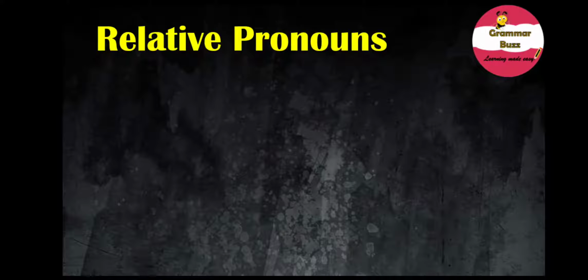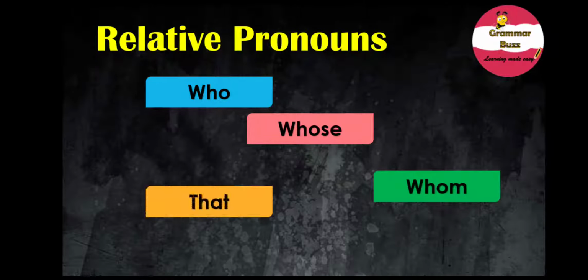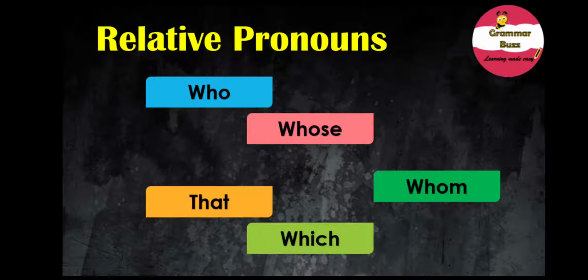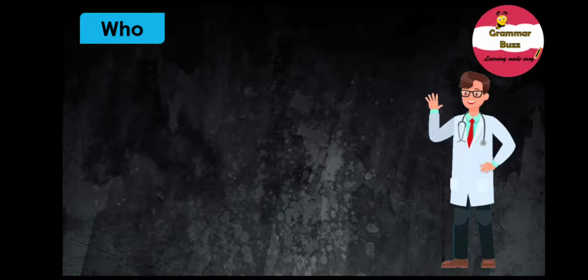So, what are the relative pronouns? Well, the five most common relative pronouns are who, whose, whom, that, and which. Let us try to understand the use of each of these relative pronouns one at a time. Alright, let's give you some examples. The first relative pronoun in our discussion list is who. So let's begin with the relative pronoun who.